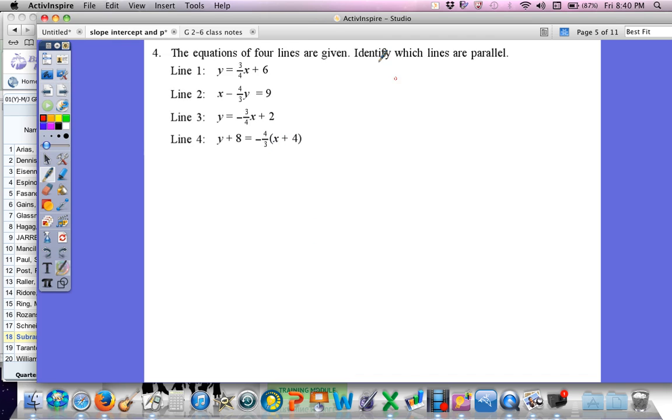So for number 4, they want to know which lines are parallel. As we talked about before, parallel means they will have the same slope. So this has a slope of 3/4. This one is in standard form, so we don't know that yet. This one has a slope of negative 3/4. And this, even though it's not in slope-intercept form, it's in point-slope, and so I know that that is the slope of line 4.